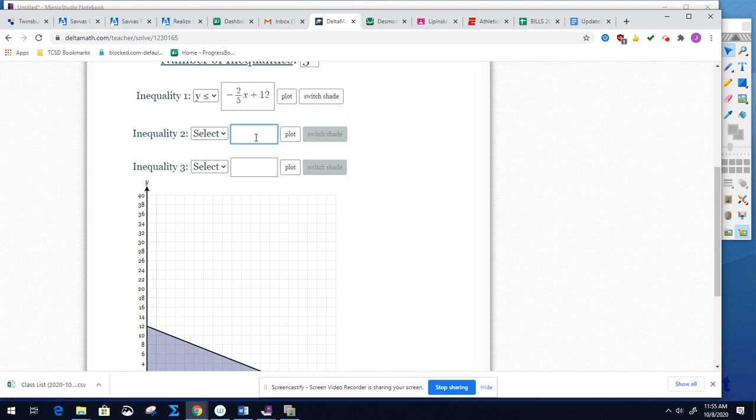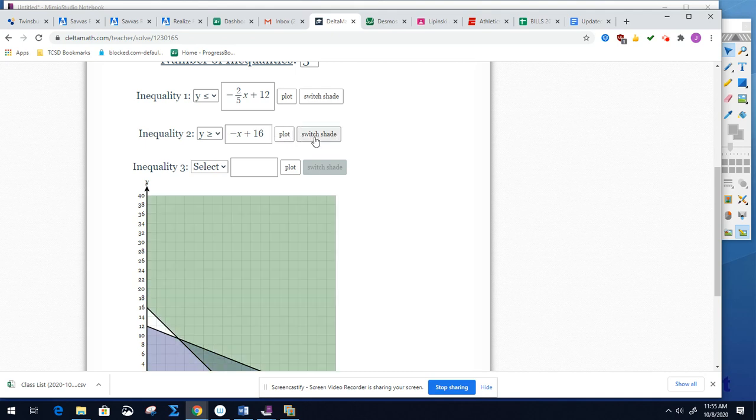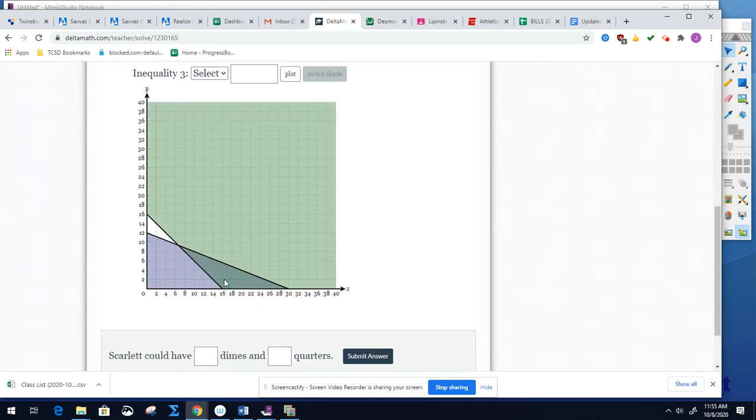So this one, y is greater than or equal to negative x plus 16. Again, plot that. It's greater than, so I want to shade above it. So right now, this is my possible solution set.